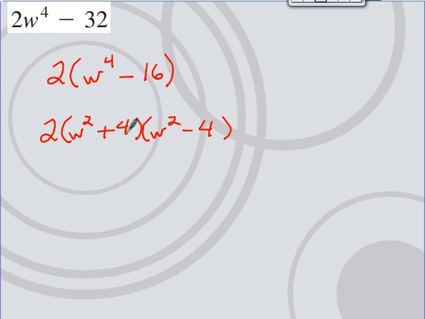W squared plus 4. 2 terms. Can we break it down any further? No. So we leave the 2. We leave w squared plus 4. We can do something with the other one, though.